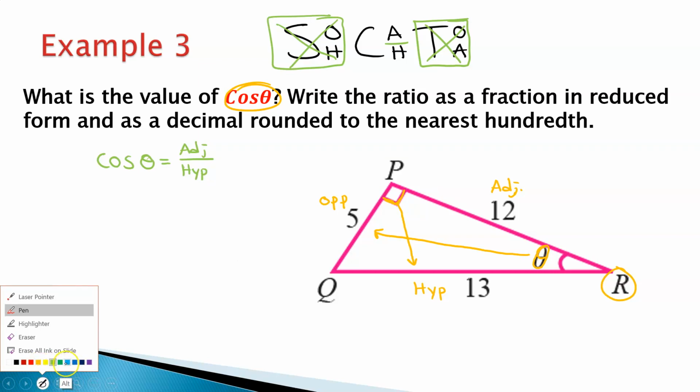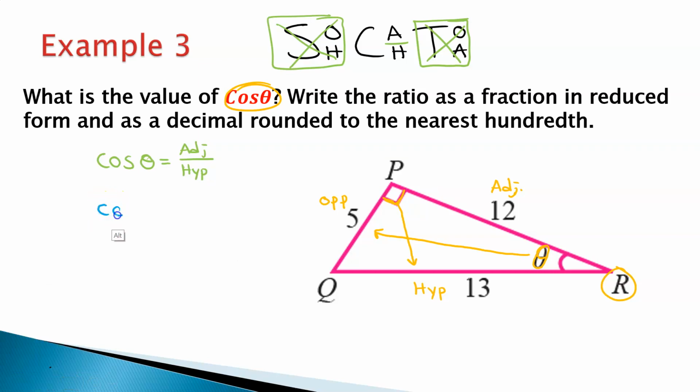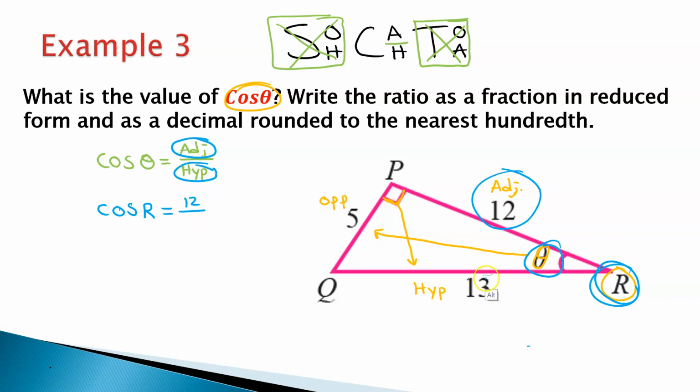If we go through and we plug in what we know, we're going to say cosine. And again, instead of saying theta, I know theta was sitting over here at angle R. So we're going to say cosine of R is equal to, what is my adjacent? Adjacent was 12 over, what's my hypotenuse? My hypotenuse was 13. So there we have it. And again, that does not simplify nicely. So we're going to go ahead and leave it as cosine of R is equal to 12 over 13.